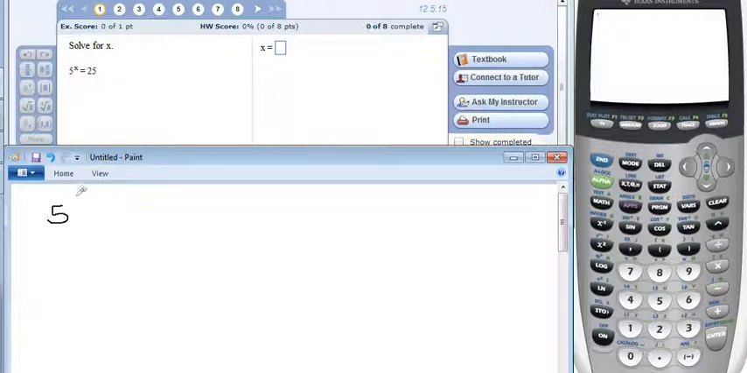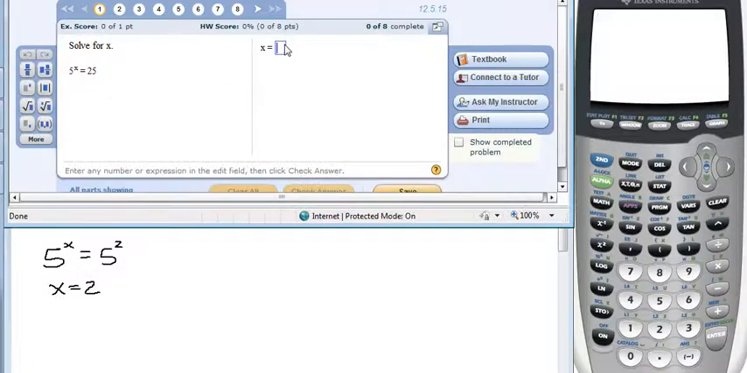We have 5 to some power is equal to 25. Well, that's really a tough one, isn't it? 5 raised to what power gives me 25? I guess it's got to be a 2, right? 5 squared is 25, so x has to be 2. So these first two are really straightforward and very easy to solve.